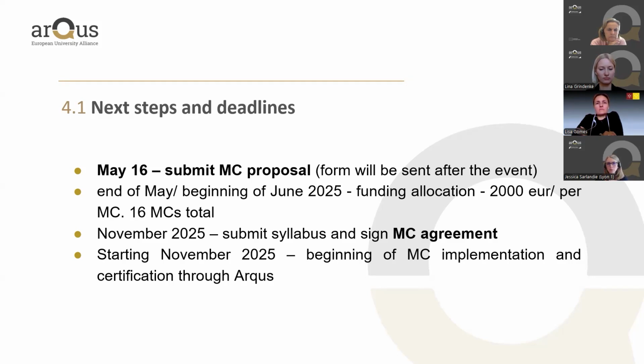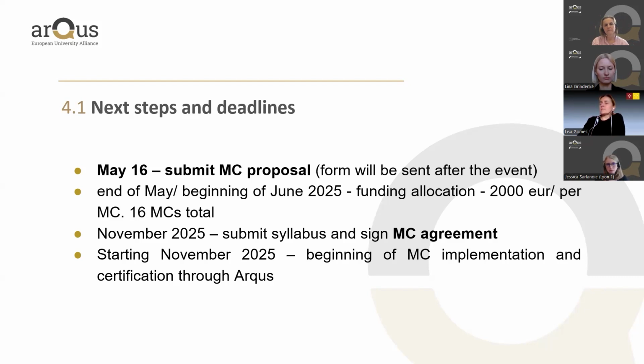In our working group, we are going to be funding a total of 16 micro-credentials. That's one of our deliverables. Once we've received the proposals at the end of May, beginning of June, we will be deciding on funding allocation, so which of those 16 micro-credentials we will be giving funding to, and each one will receive 2,000 euros. So we have an envelope of 32,000 that we've split into 16.